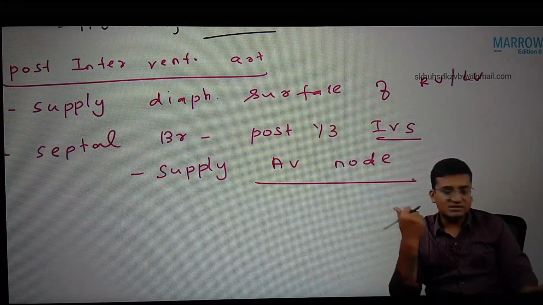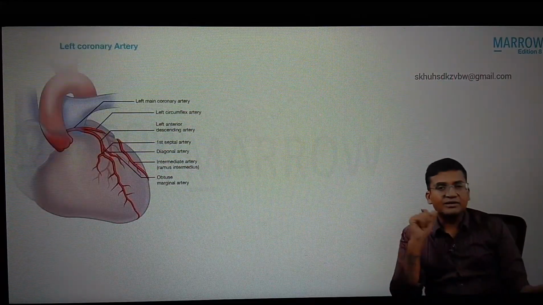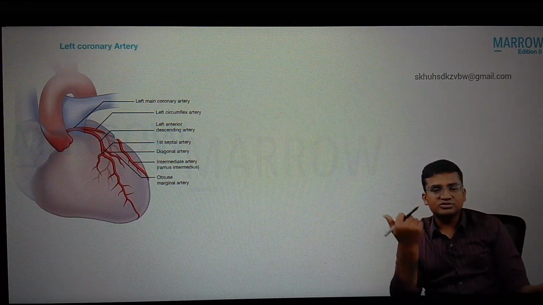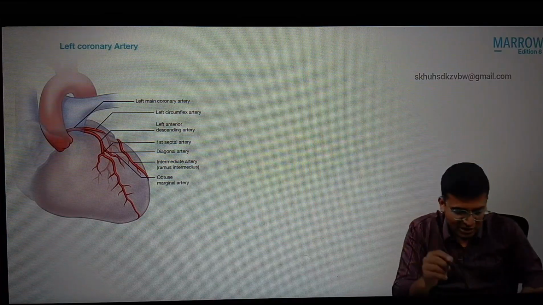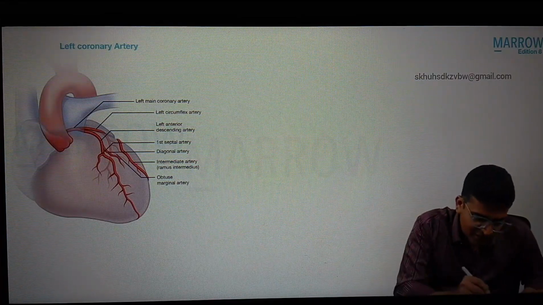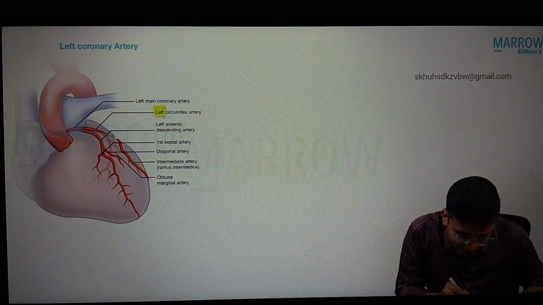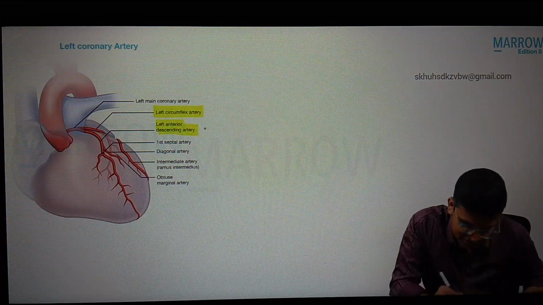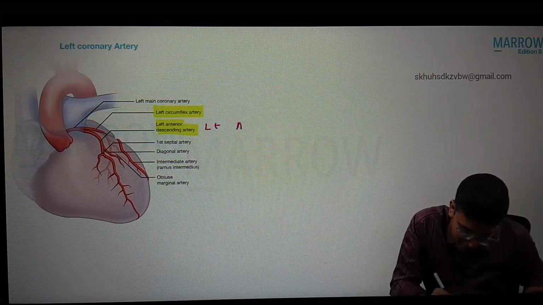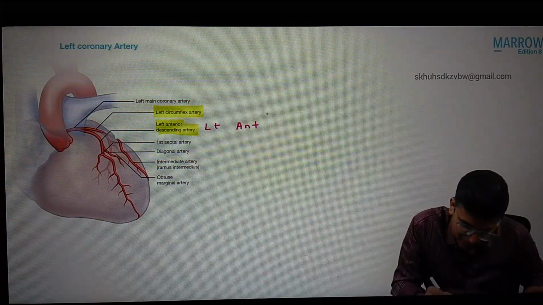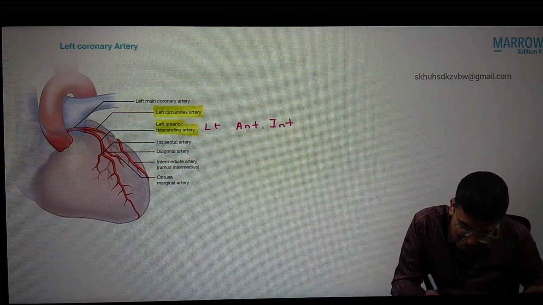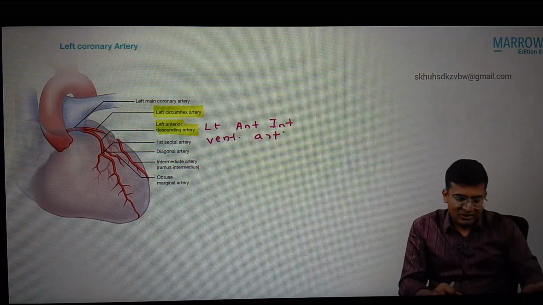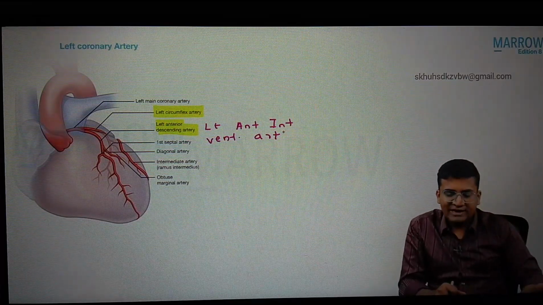Now next we're going to see the left coronary artery. We know the origin. It is coming from the left posterior aortic sinus. Very good. After the origin, the left coronary artery divides into the left circumflex artery and the left anterior descending artery, which is also known as the left anterior interventricular artery. Now we're going to see first the left anterior interventricular artery.